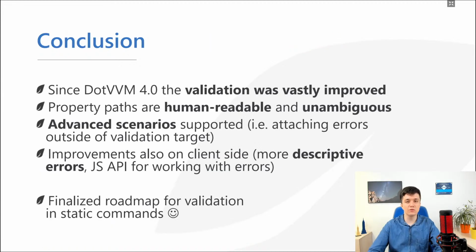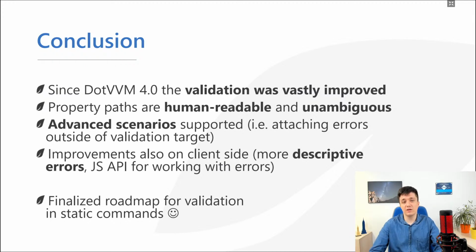And just to conclude this presentation, since DotVVM 4.0, we did a bunch of work on validation, basically rewrote the whole thing, and now it works, in my opinion, a lot better. Property paths are human readable and unambiguous. They do not leak our internal implementation, and they are nice to look at and easier to write. So that's really nice to have, of course.